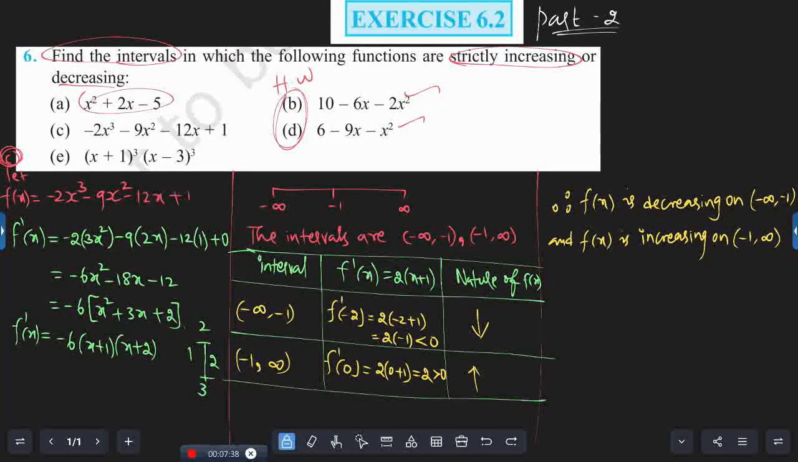After finding f dash of x, what do we have to do? We have to put it equal to 0. So put f dash of x equal to 0. That means minus 6 into x plus 1 into x plus 2 is equal to 0. So minus 6 is multiplied, when you send it to the opposite side it will be divided.